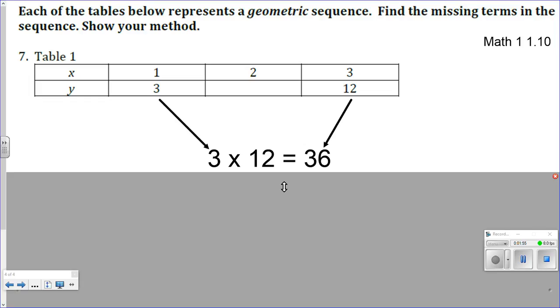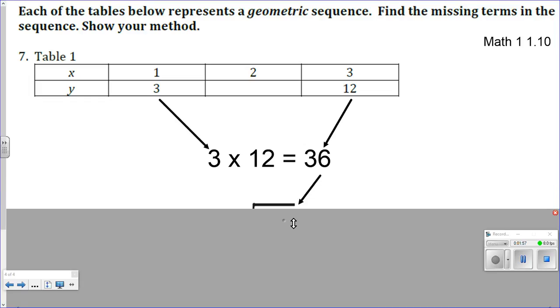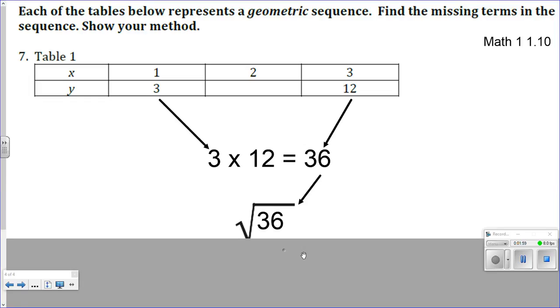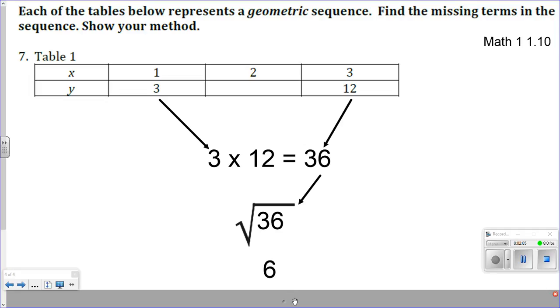Okay, so then we take that 36 and we take the square root of 36. When we take the square root of 36, we get a result of 6. And so long as we check our work and double check that it works in the sequence, we can assume that 6 is our answer. Let's get 6 into our box up here.